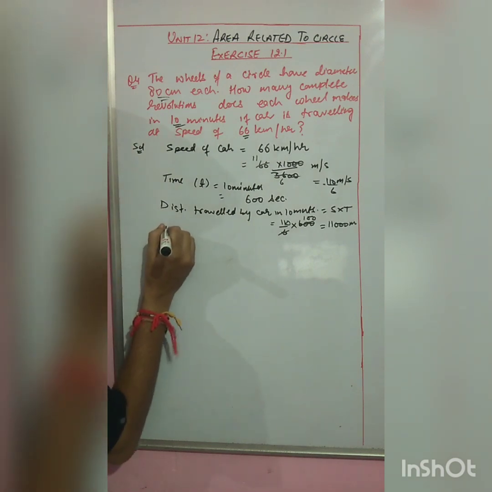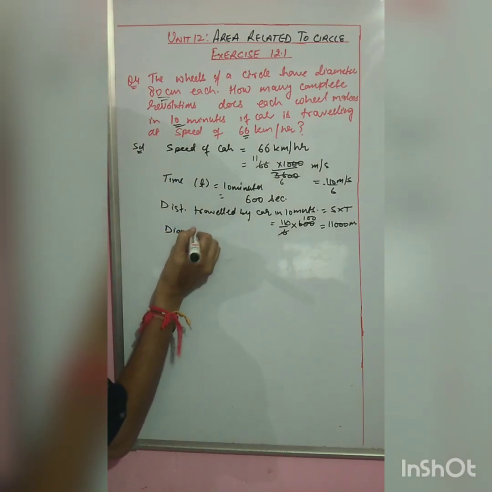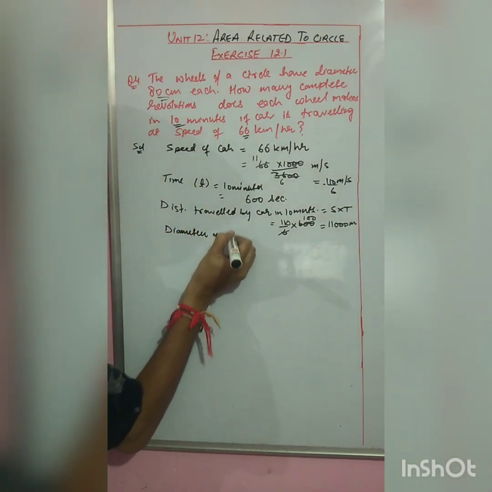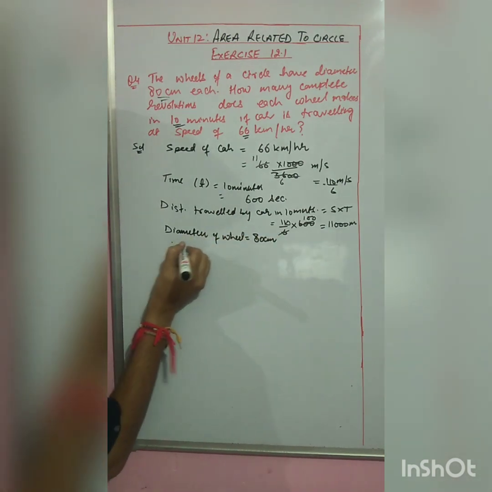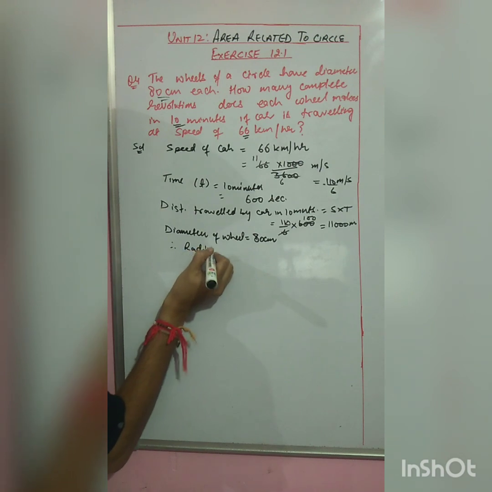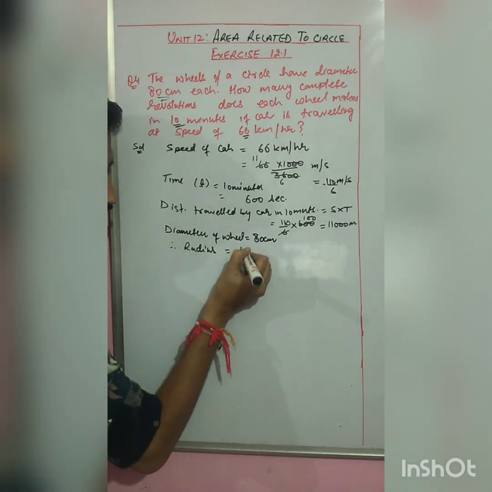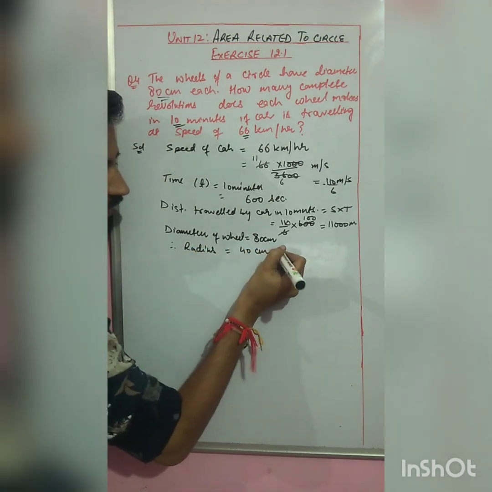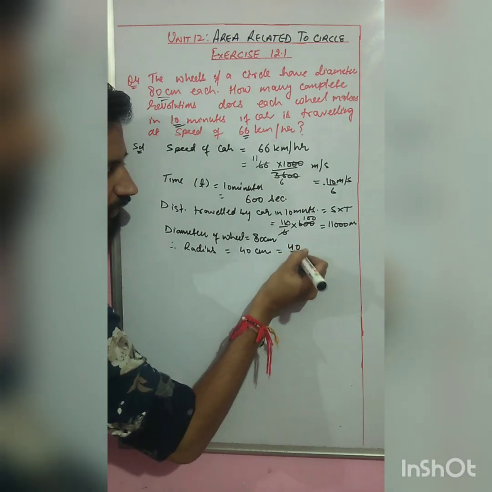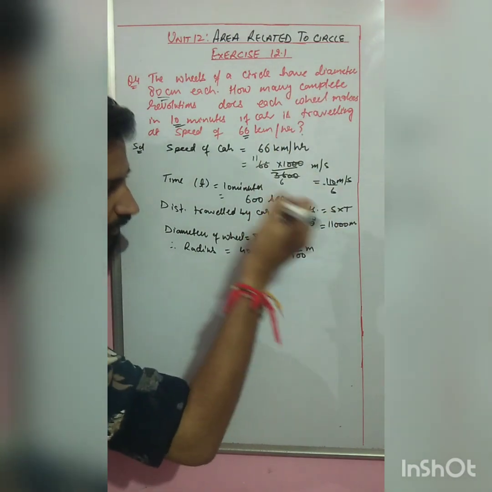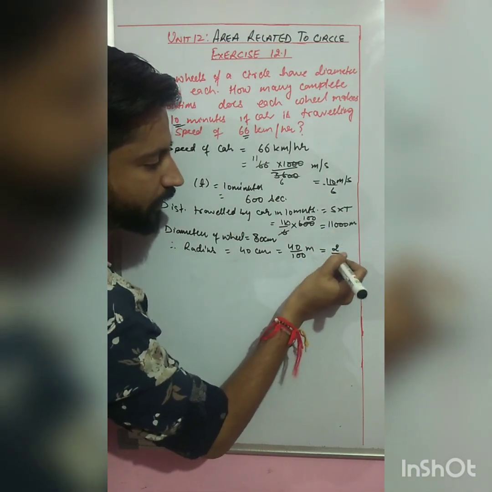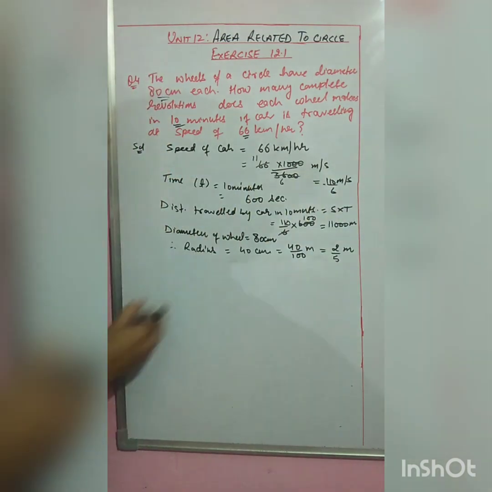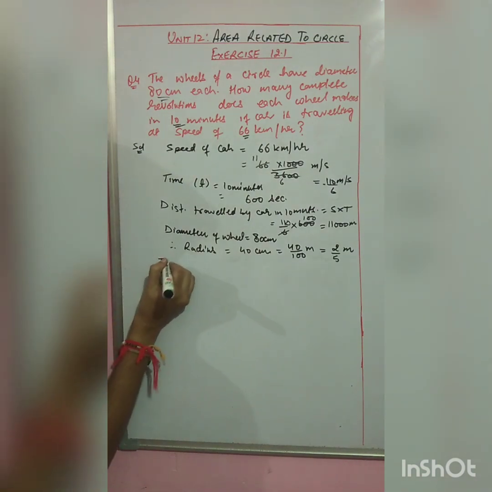For this, diameter of wheel is 80 centimeter. Therefore radius, obviously 80 upon 2, that is 40 centimeter. When we convert it into meter, because the whole calculations are being done in meter, so we have to convert it into meter. So 20 into 2, 20 into 5, it's 2 upon 5 meter.